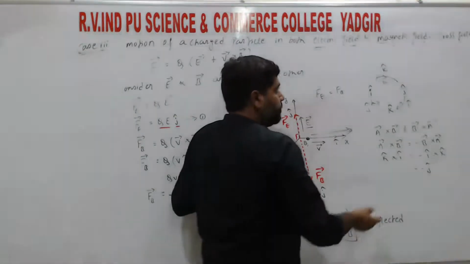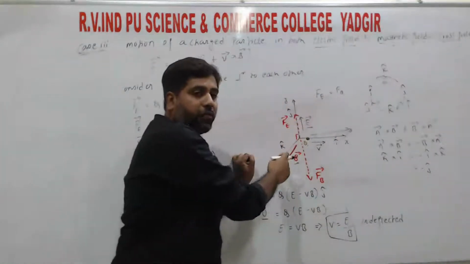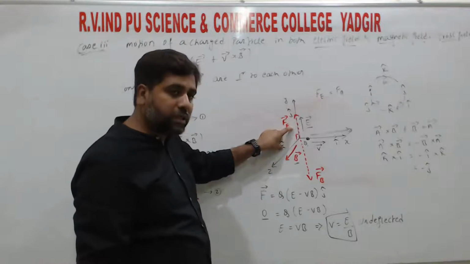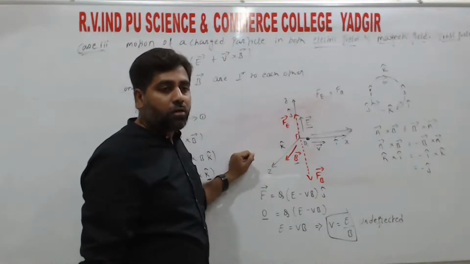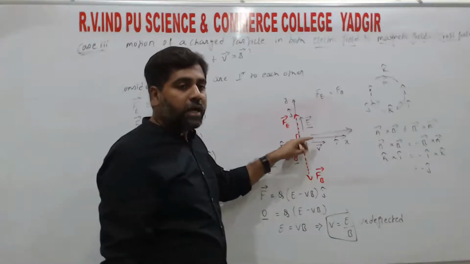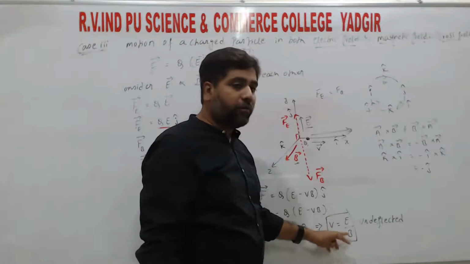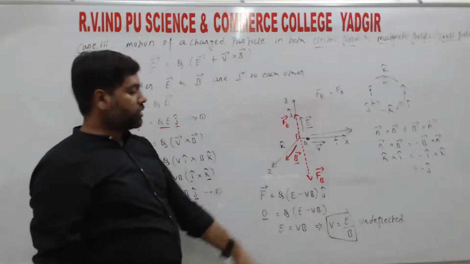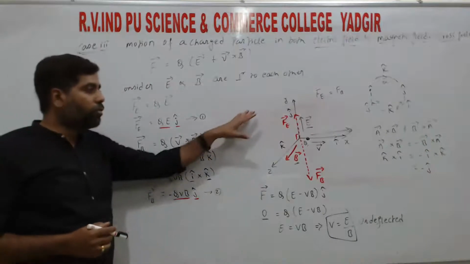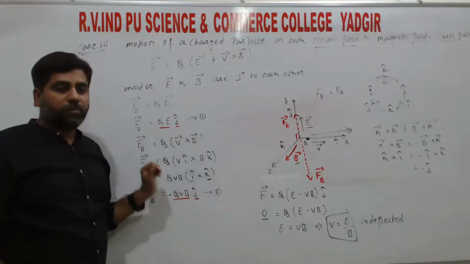When a charge is moving in a cross field, that is, the electric field and magnetic field are perpendicular to each other, we call it in one word a cross field. So if a charge enters a cross field, it will move undeflected with a velocity E by B. So the formula is V equals E by B. This is by the method of vectors. They have simplified it using vectors.